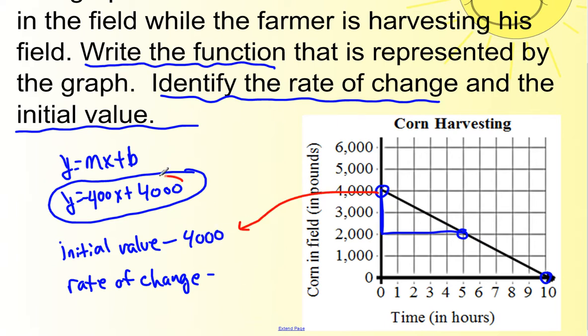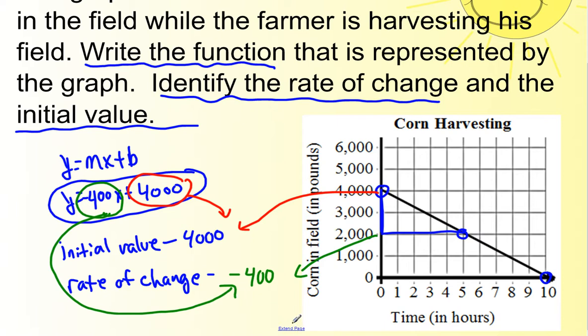So it's that value, it's that value. The rate of change here is our slope. It's how fast he's harvesting, how fast the amount of corn in the field is changing every hour. And according to our graph and our equation, it's going down by 400 pounds an hour. And we can tell that based off our slope we found there and our slope we have right there.